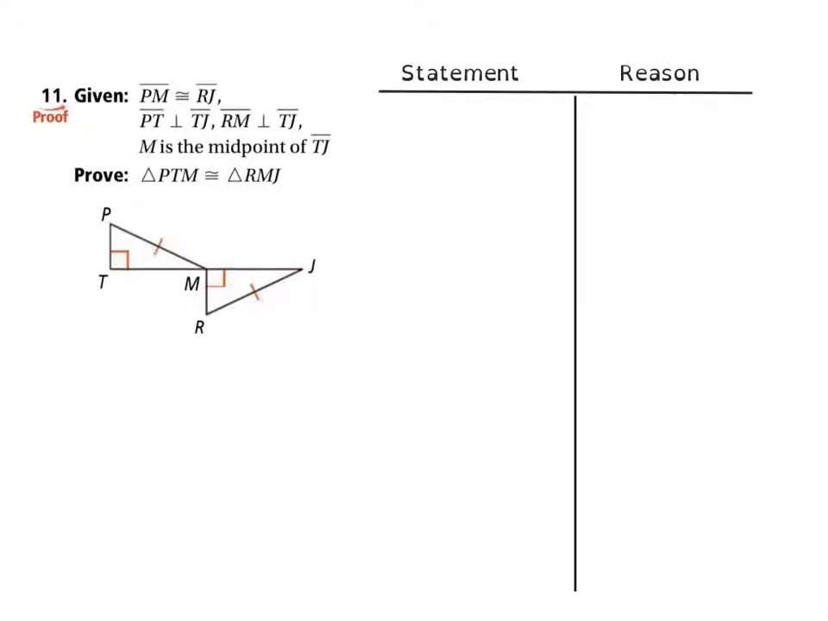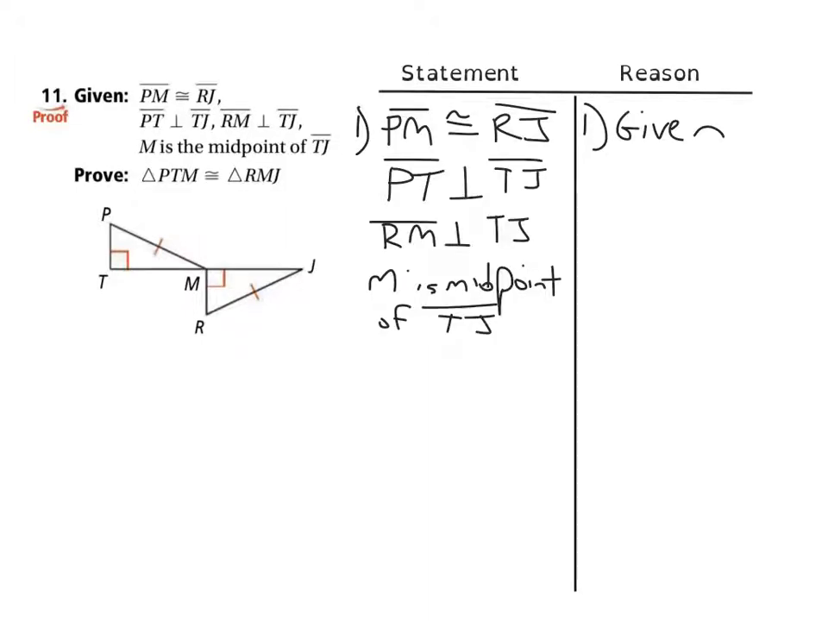So, first thing I'm going to do, just to save you time, I'm going to pause this and write down what we know. And what we know is, of course, all of the given things. So I'm going to list that as one step. Number one, I'll list all those things and our reason will be given. Okay, so we've got all of these facts established as given. And where can we go from there?